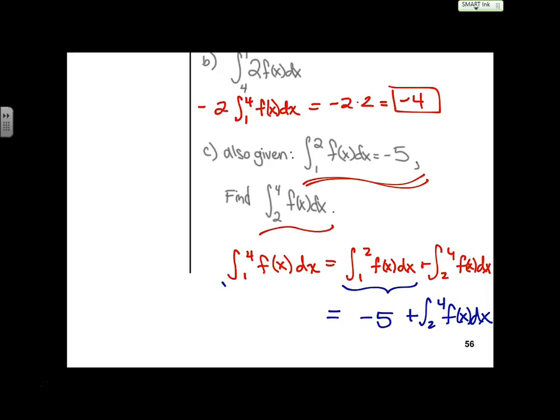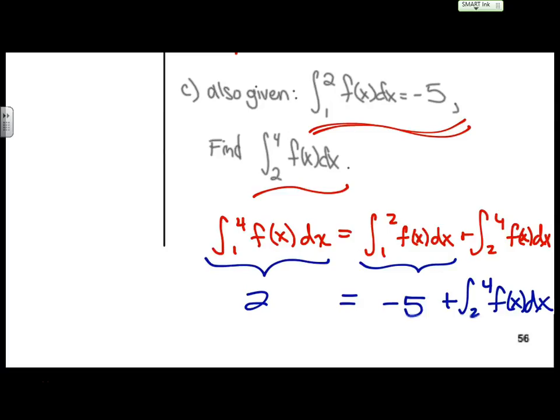And what's the other guy from up above? 2. Do we have ourselves an equation? Try and see if I can get it like this. Is it moving for you? Oh, it doesn't move for you. So 2 equals, for people that can't see it, listening verbally, 2 equals -5 plus the integral from 2 to 4 of f of x dx. All we have to do is a little bit of algebra to solve, and the final answer is?